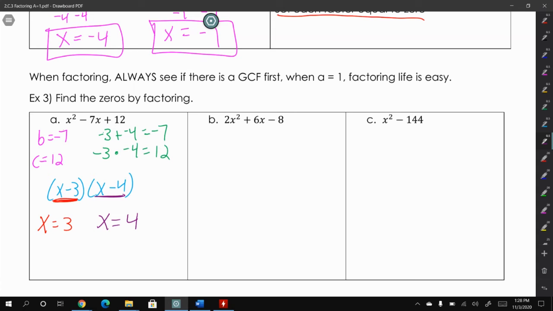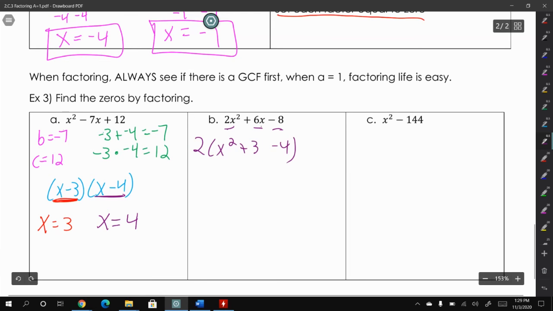Here a is not 1 in letter B. And normally it might be a little bit more difficult, and we'll talk about that later when a is not 1. But all of these numbers have a 2 in common. So we can factor out a 2. Okay, so then we just have to factor this one thing on the inside.